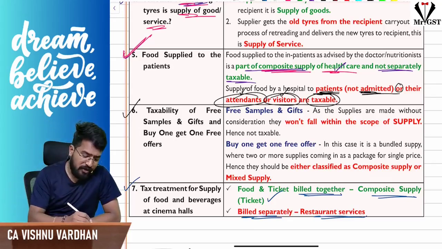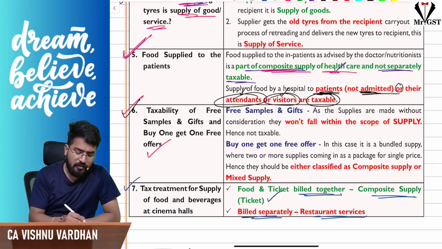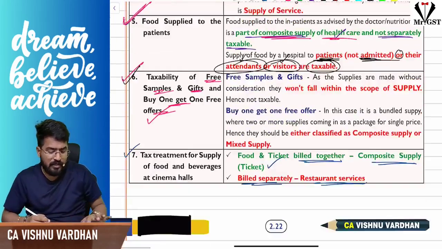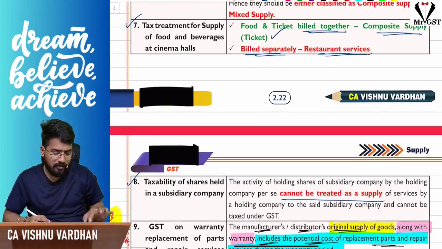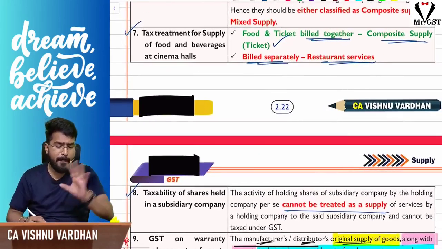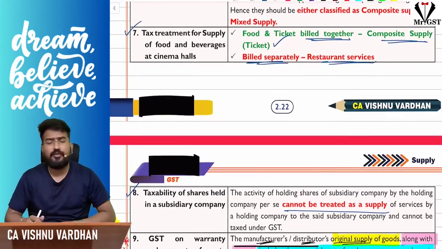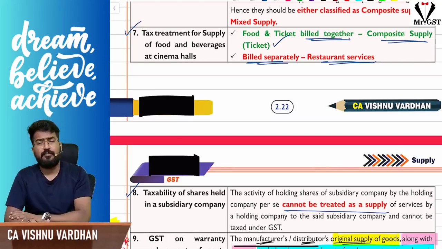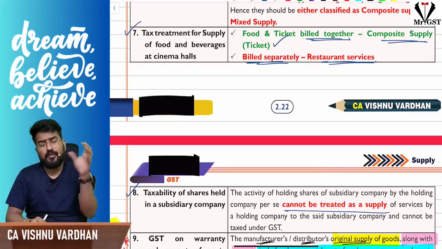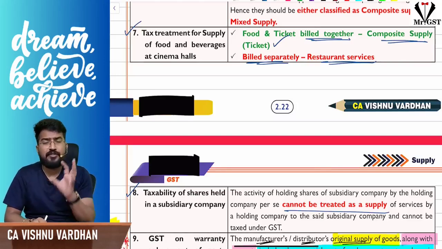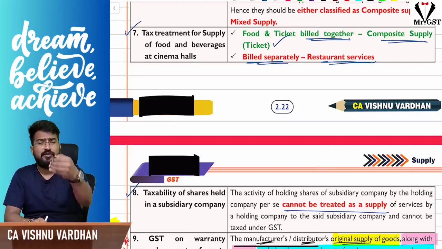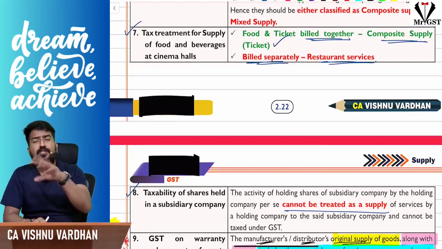Sixth point already we have seen. So already discussed one. Buy one get one free or free samples and gifts, all that. So already discussed. Now seventh one, the very important one. So the seventh one is when you are going to theaters, movie theaters, you are buying the food and beverages. Some people will go to theater only for eating popcorn. That's a different story. So for such people, sir, we are selling the ticket also, we are selling the food and beverages also. What is the tax treatment?